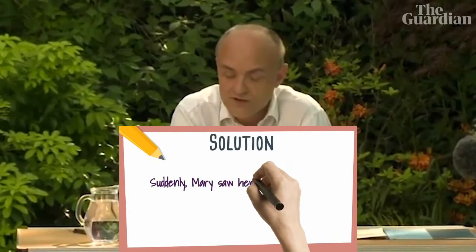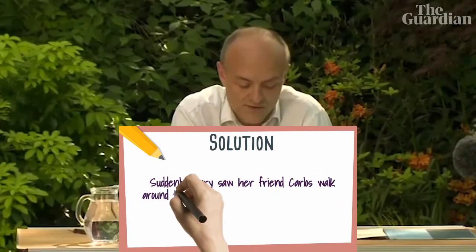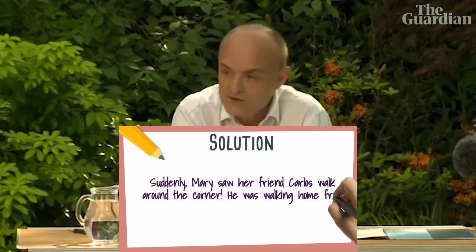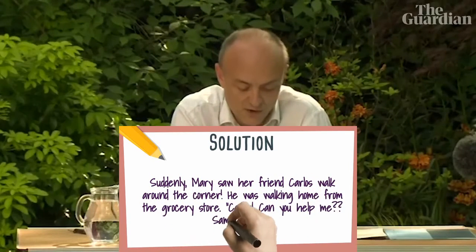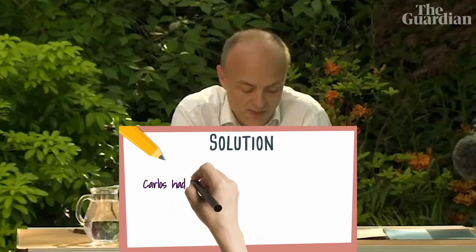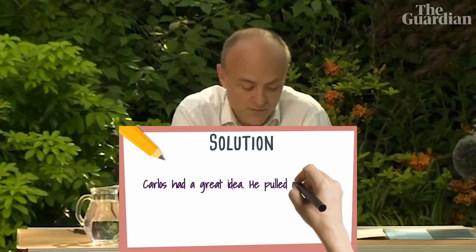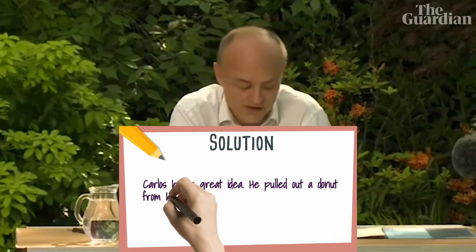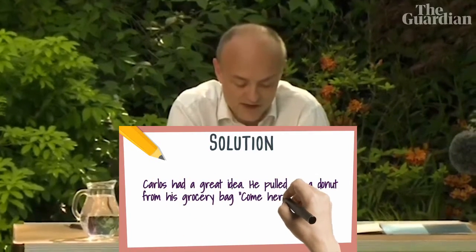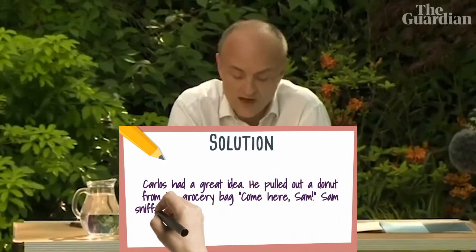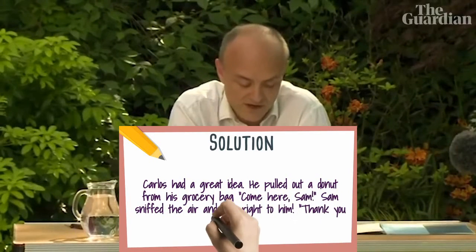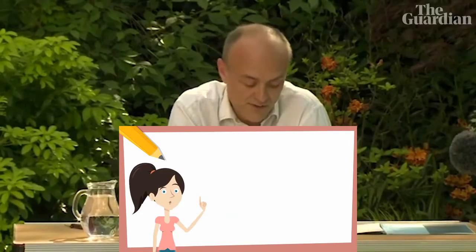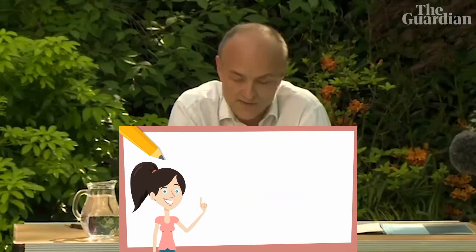Suddenly, Mary saw her friend Carlos walk around the corner. He was walking home from the grocery store. "Carlos, can you help me? Sam is loose." Carlos had a great idea. He pulled out a donut from his grocery bag. "Come here, Sam." Sam sniffed the air and ran right to him. "Thank you so much, Carlos." Whew, aren't you glad that problem got solved?